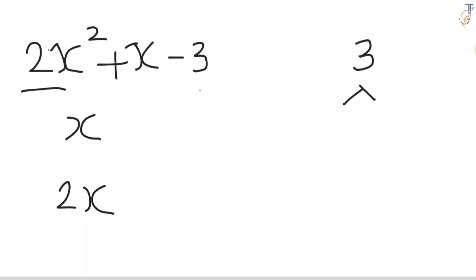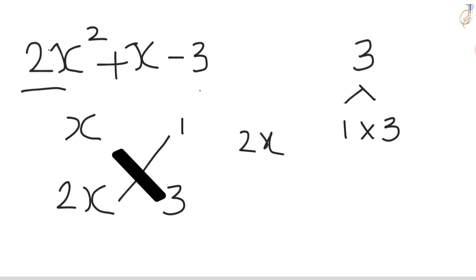So what are the factors of 3? 1 times 3 is 3. So these are the factors of 3. Let's take 1 and 3. Do cross multiplication. 2x times 1 is 2x. Then 3x. This is 3x.